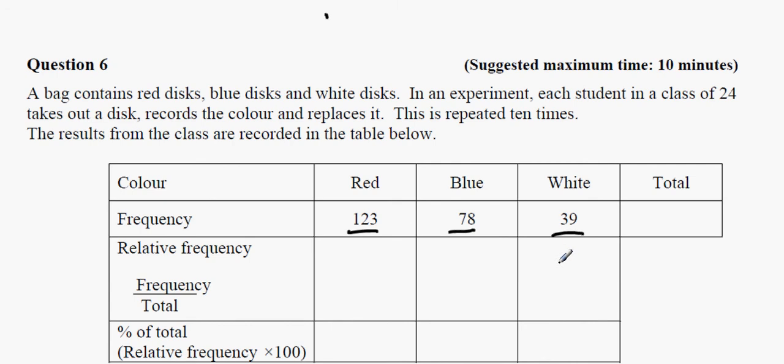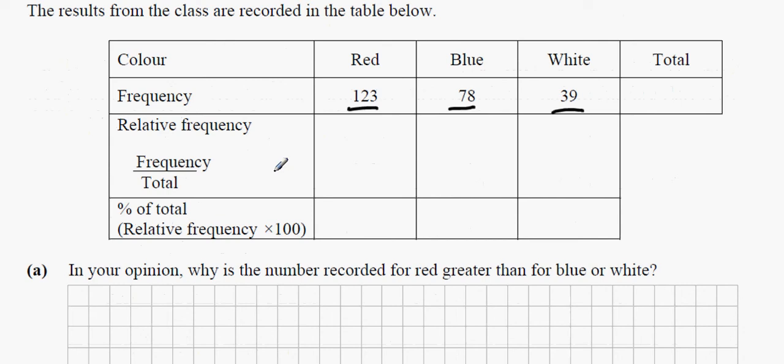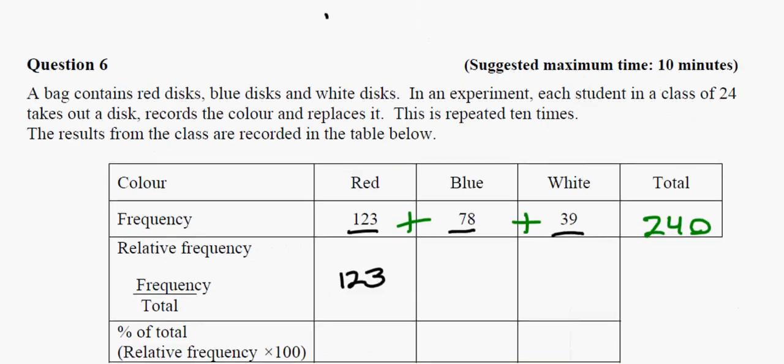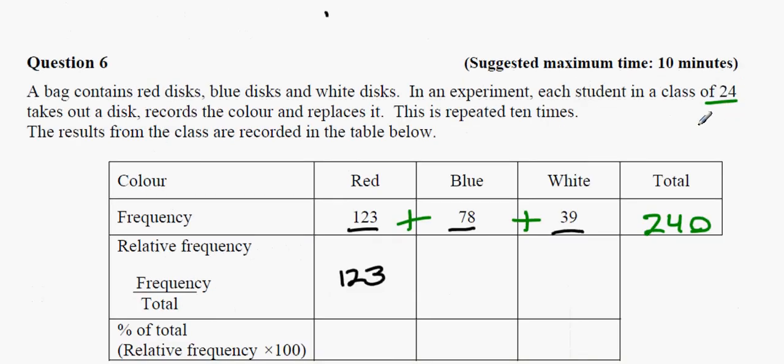Calculate the relative frequency, which is frequency over total. So 123, we need to get the total here. What we've got to do is add all three of these together to see the total amount of times we actually performed this experiment. So we actually performed this experiment 240 times. 24 students repeated it 10 times, so if 24 students repeat it 10 times, it's 240. So hence, when you add them all up together, you get 240.